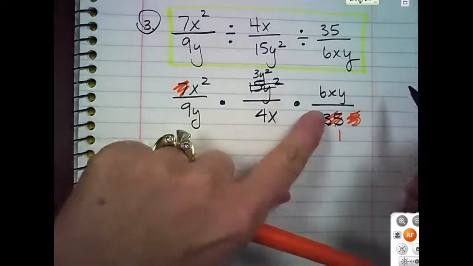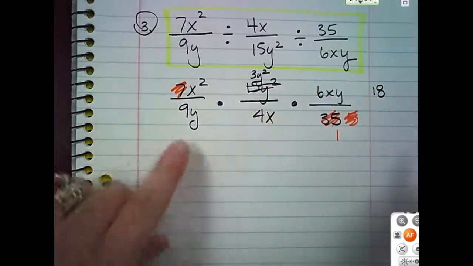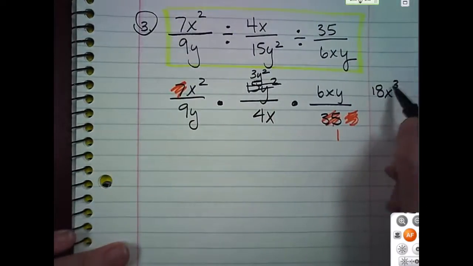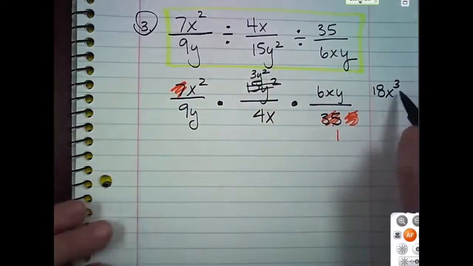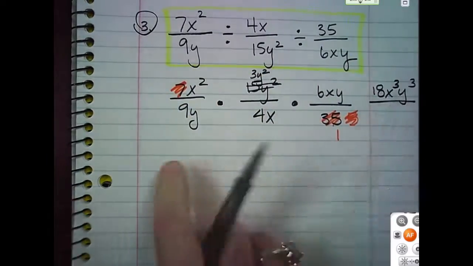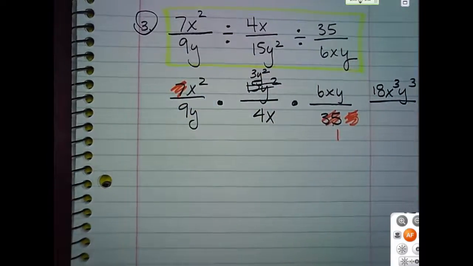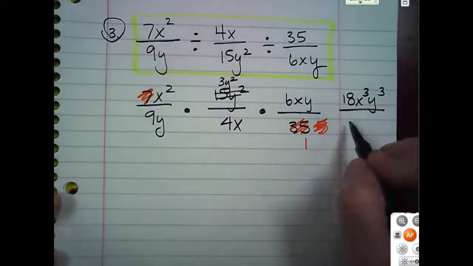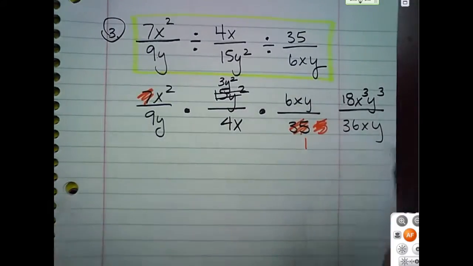So I've got a 3 and a 6, so I have 18. How many x's do I have? 2 and 1 more. So 3 x's and 2 and 1 more y, 3 y's. You try the bottom. 9 and 4. What do they make? 36 x and y. Okay, reduce that.